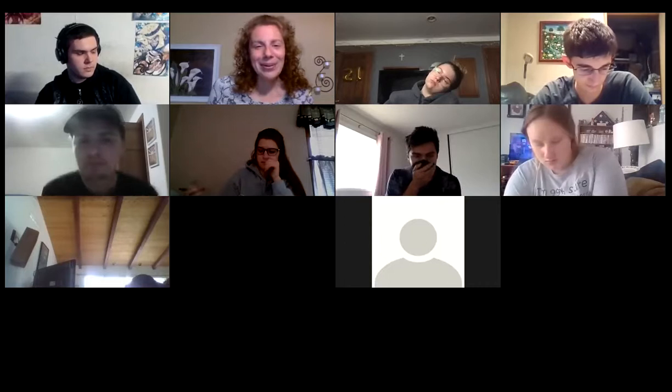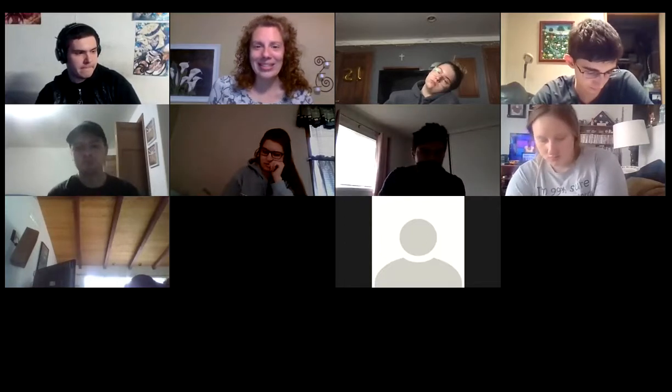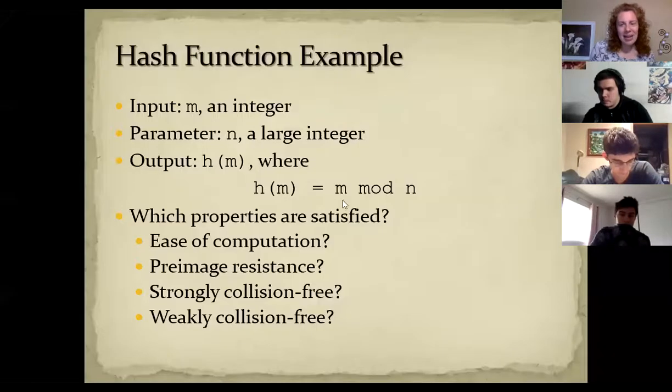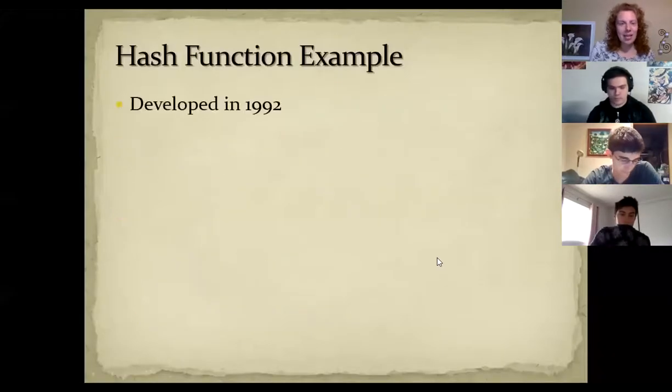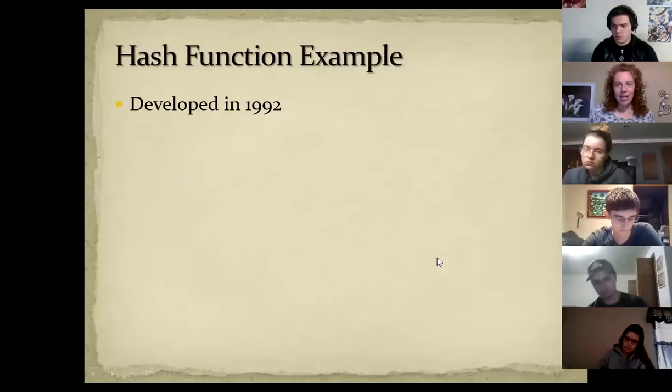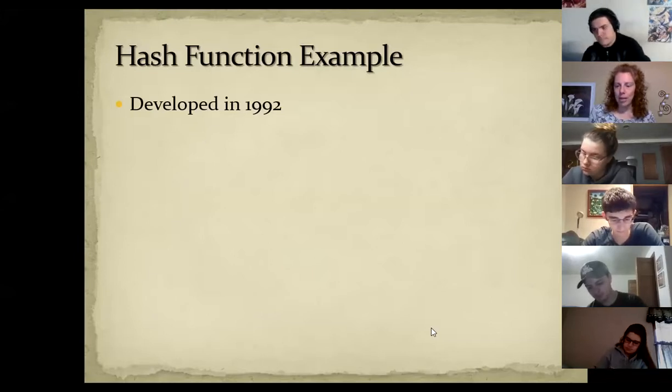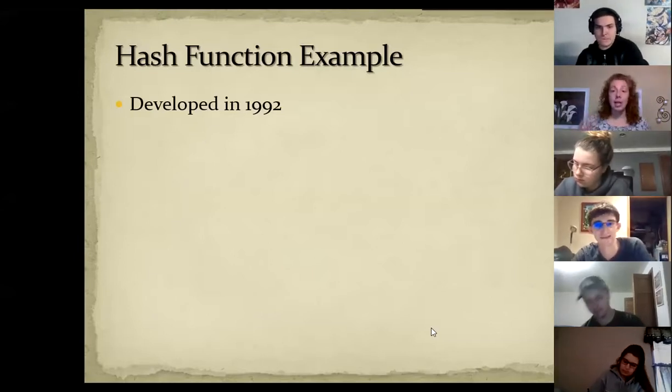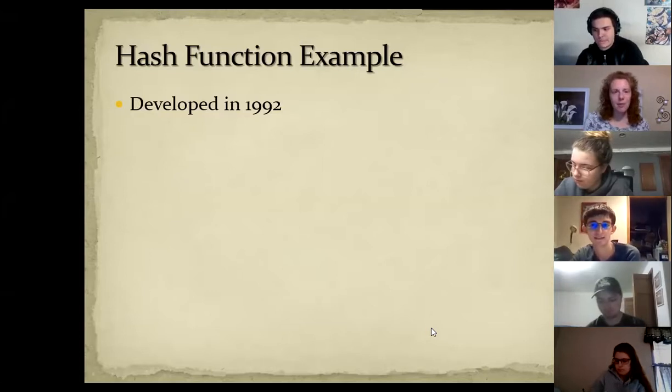All right, let's talk about one that is actually a little more practical. Here's my next one. This one is a real one. It was developed in 1992, so it's an actual real one. I do not know how widely used it was, that I'm not sure of, but this is an actual one. I did not come up with it myself.